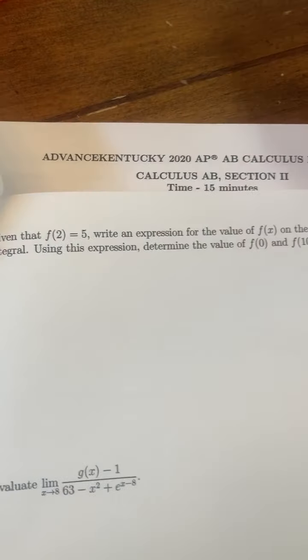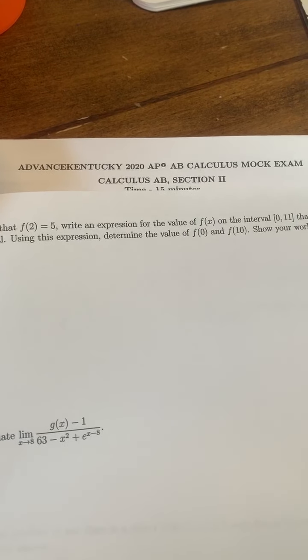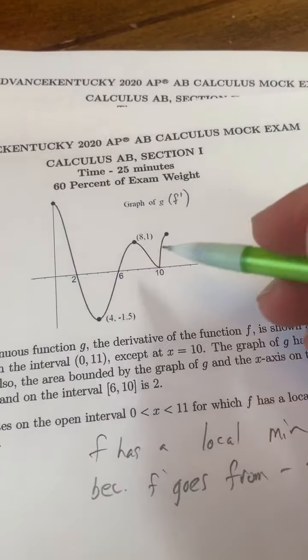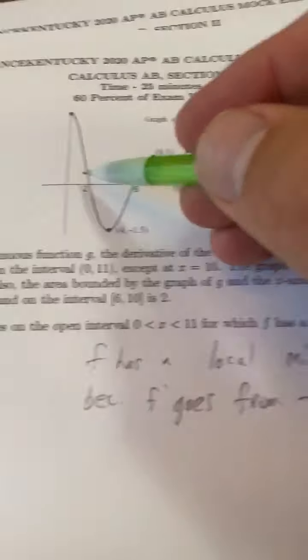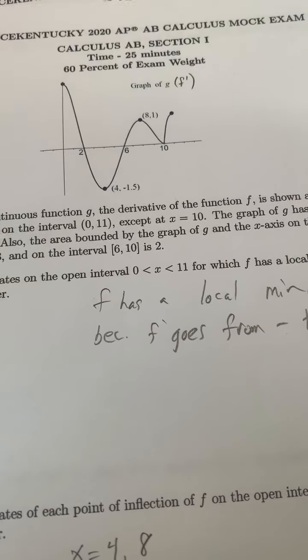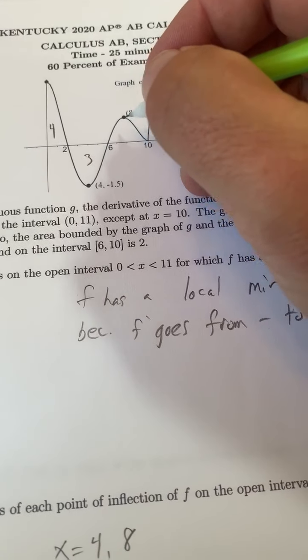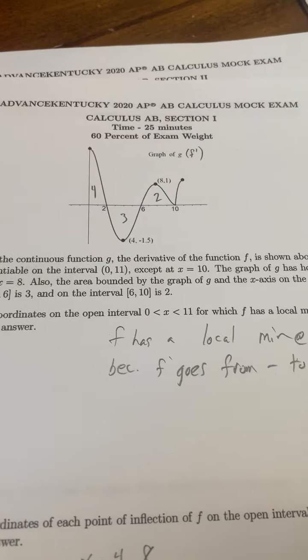Next page says, given that f of 2 equals 5, write an expression for f of x on the interval 0 to 11 that involves an integral, use this expression to determine f of 0 and f of 10. Okay, so if I think about how I would find f of 10, if I knew this area right here, and I knew this area, so the value I know is f of 2 equals 5. So I'd start here and I'd subtract this area, I'd add this area, I'd add this area. And they tell me that this area is 4, this area is 3, this area is 2. And it doesn't tell me that last area, but I'm not going to need it.